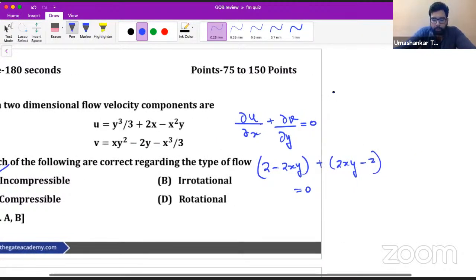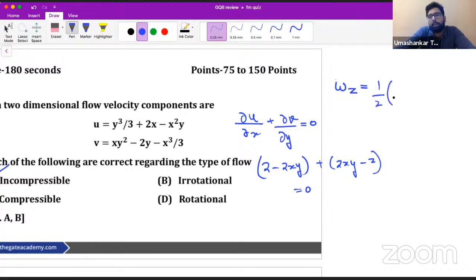Now, how do we check whether the flow is irrotational or not? For that, we'll have to see. So basically, we have u and v, the components of velocity in the x and y directions. So we have to check the rotation in the z direction. Now to see the rotation, we can use the formula, right? del by del x minus del by del y.